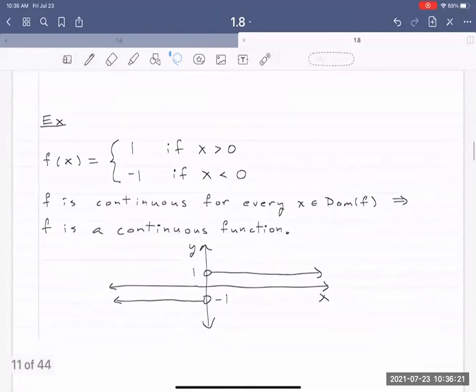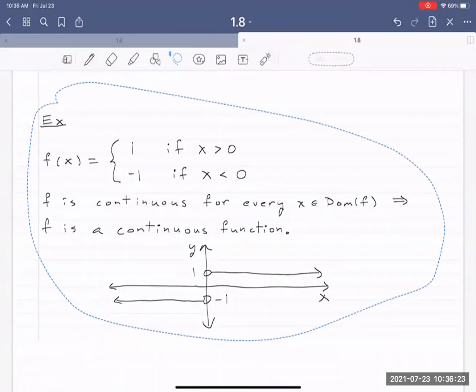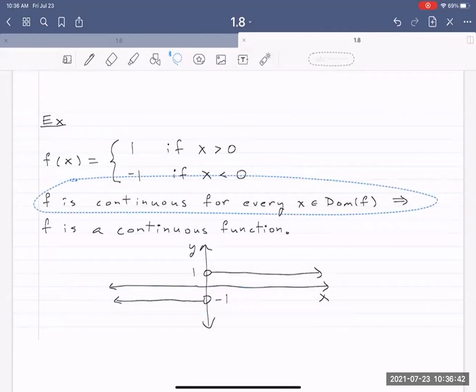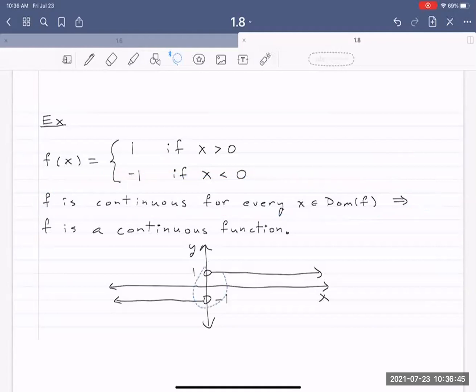Now, this is an example I gave you above. So let's do another example. Let f of x equal 1 if x is greater than 0. Let f of x equal -1 if x is less than 0. Then f is continuous at every point in the domain. Remember, 0 is not in the domain. At every point in the domain, my function is continuous. And so f is a continuous function.